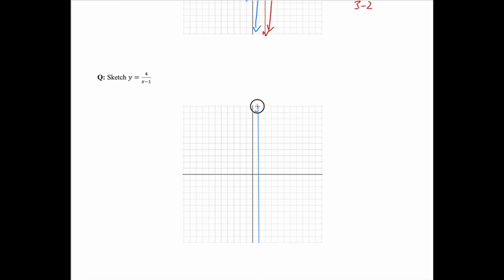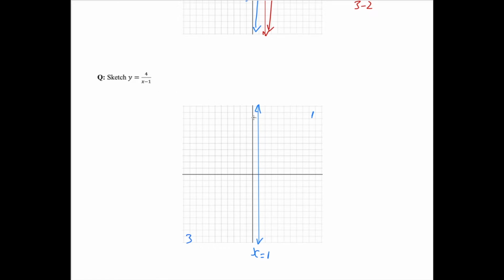So this is the asymptote of x is equal to 1. And now we determine which quadrants it's in. Because the number in front is positive, it's going to be in quadrant 1 and quadrant 3.